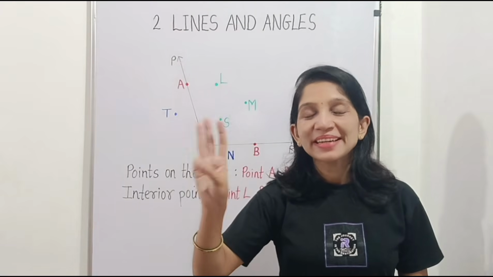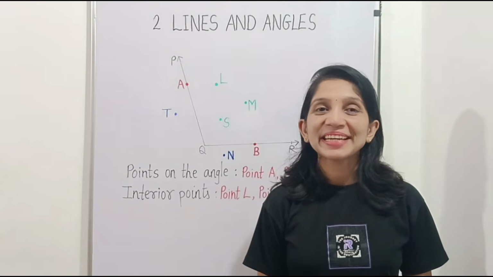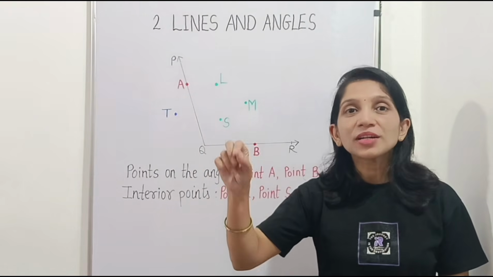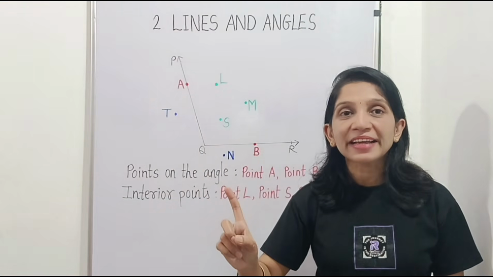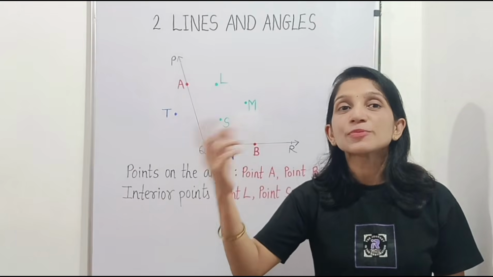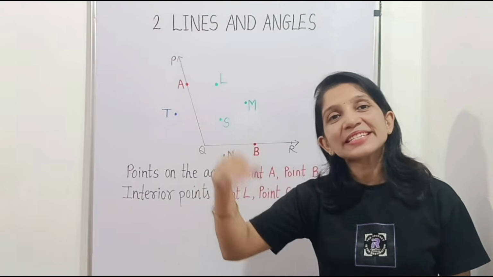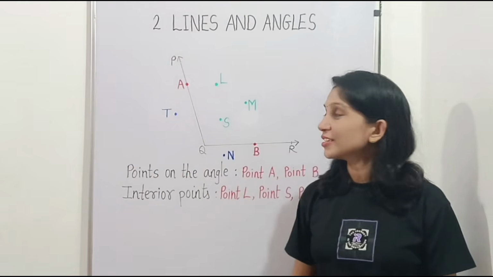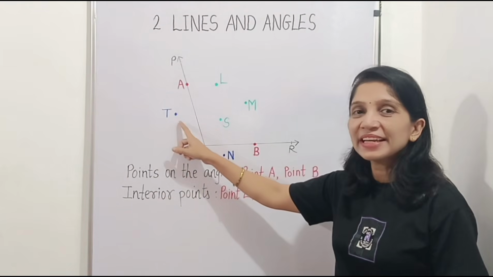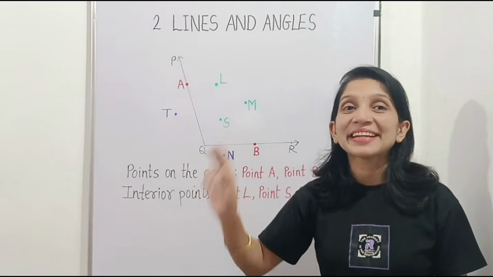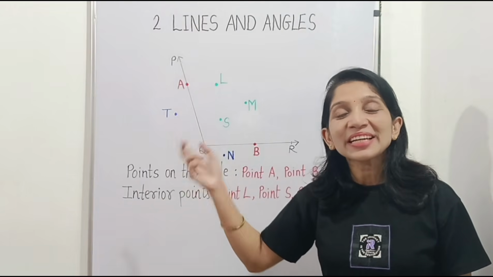Third zone is exterior points. Exterior means outside. If a dot is playing outside the angle, like students playing outside the classroom, we call them exterior points. Here, point T and point N are exterior detectives on duty outside.